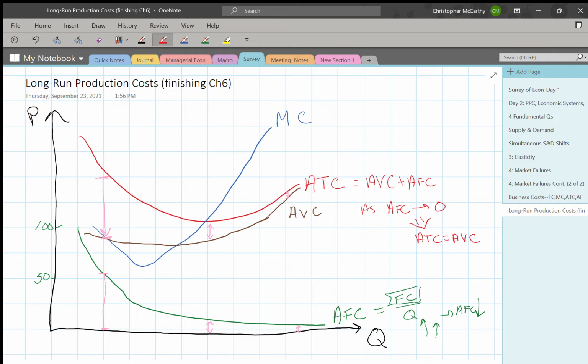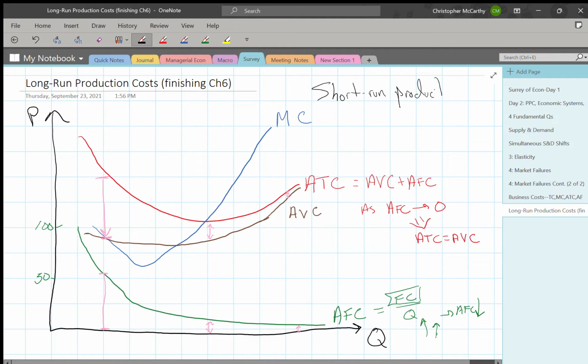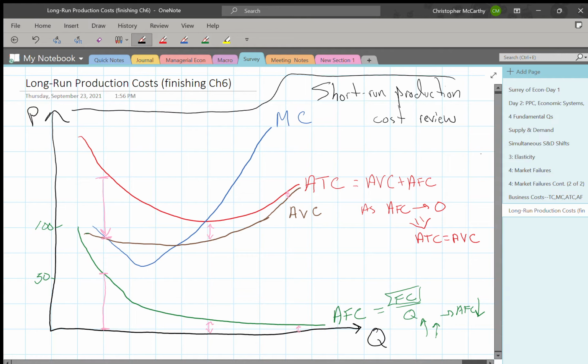So this is our short run stuff. I know it says long run at the top, but all of this is just review, right? This is our short run production cost review. Any questions on that before we move on?